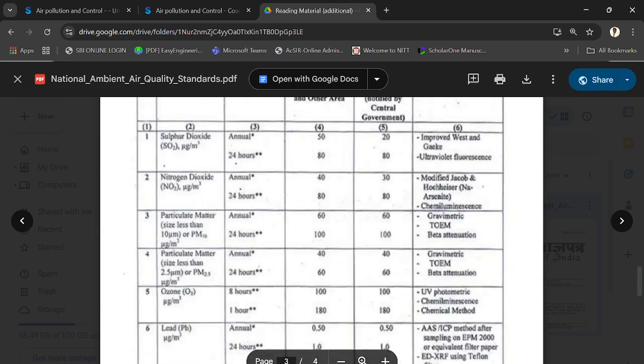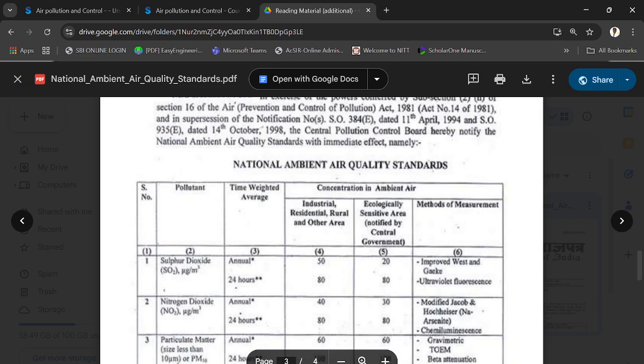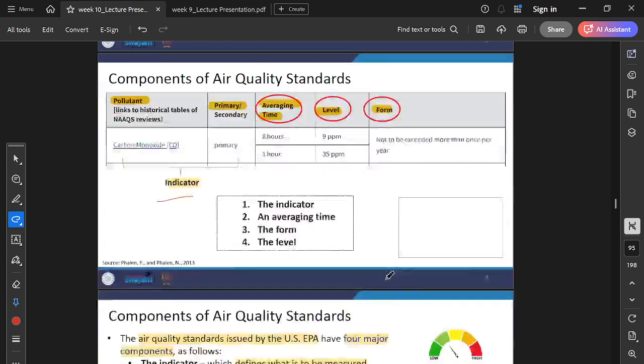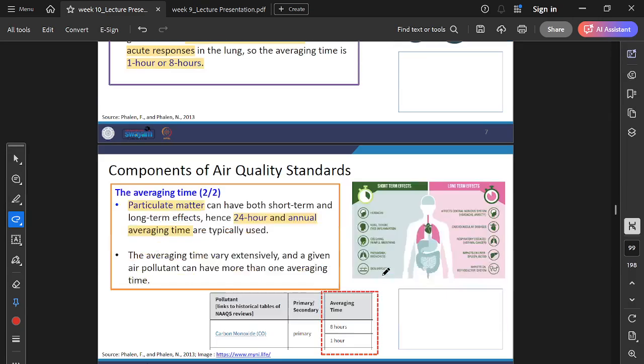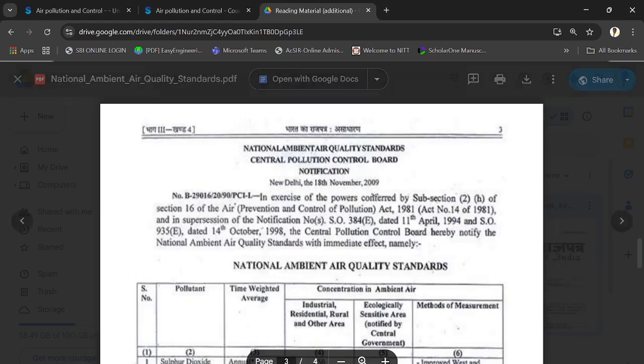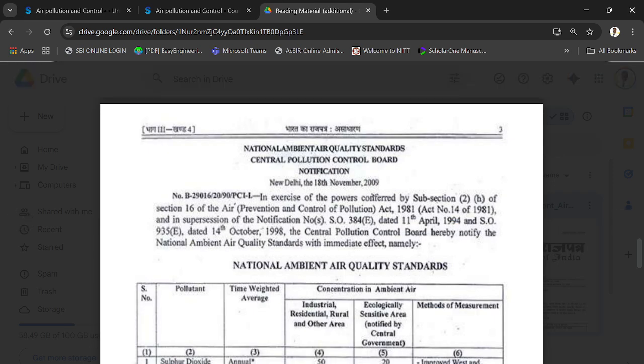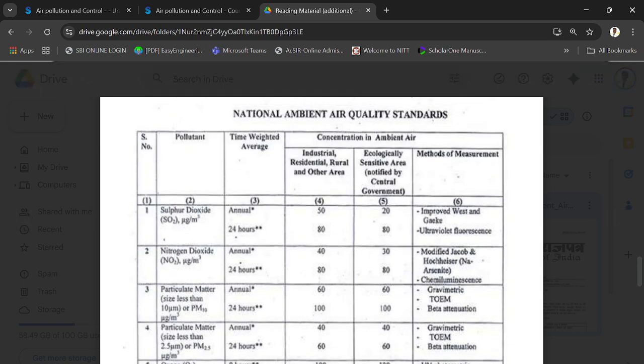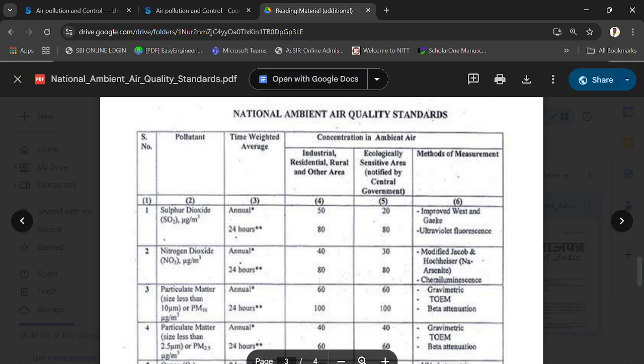See, they have given a pollutant. So this is the 2009 version. Earlier it was in the 90s. Now in 2009 it was reaffirmed. So the first column will be your pollutant. What are the target pollutants you are going to measure? Then time weighted average. Some pollutants will be for 24 hours, some for annual. And the zone. Earlier it was industrial, residential, rural, and ecologically sensitive. Now all the things were clubbed into residential, industrial, rural, and one column only for ecologically sensitive area.